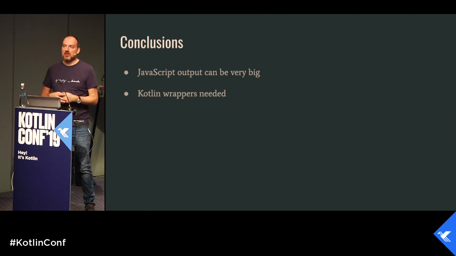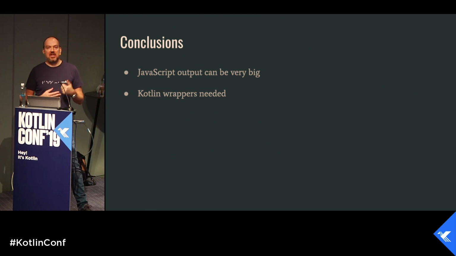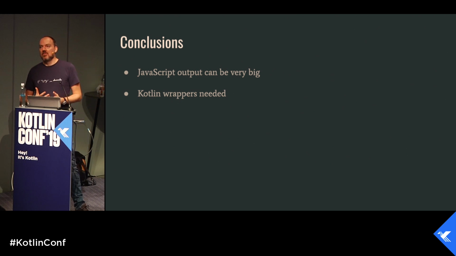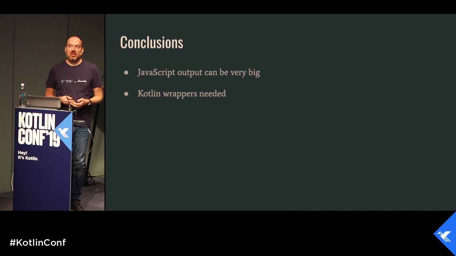There are Kotlin wrappers for the HTML parts, and the Ktor client is really nice to use, and the serialization library is nice to use. But a lot of the DOM API doesn't have these nice Kotlin wrappers. And if you're using an existing JavaScript library, you probably want to add your own Kotlin wrappers on top of that to make everything nicer to work with. So there are some more Kotlin wrappers needed.